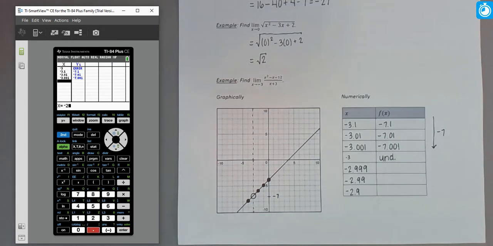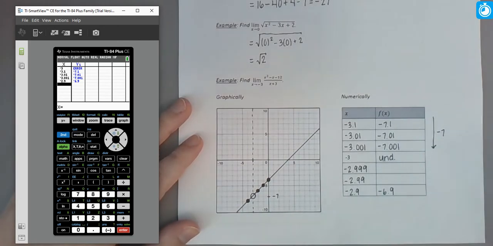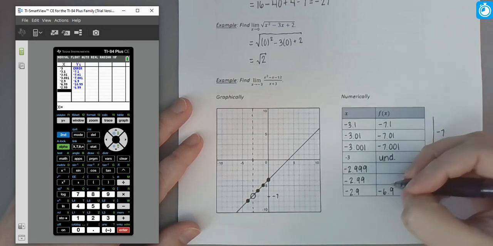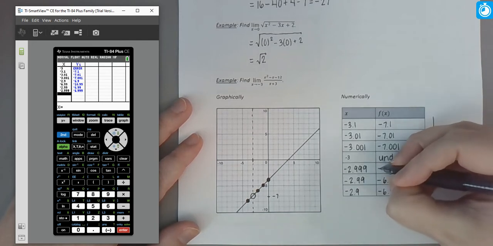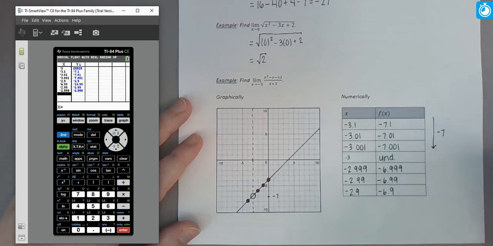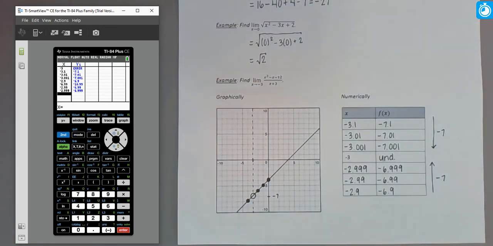So -2.9, we are at -6.9. And I always like to start from the values that are further out. That's just a habit I've gotten into. -2.99, -6.99, a little bit closer. Apologies, I said -6.99 for the input. -2.999, even closer, -6.999. And so again, we see the same behavior approaching -7 from both sides. So that makes sense based on what we see from the graph.